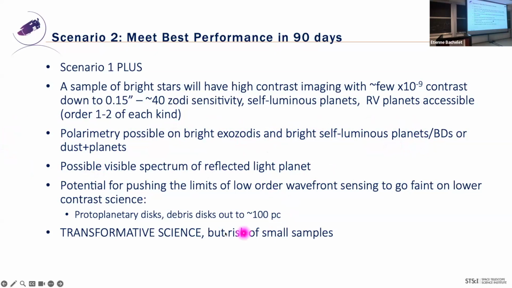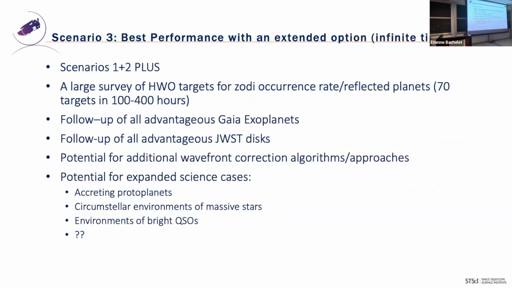You also could start pushing the limits of what CGI could do. Like, how well could we do when we're not performing on very bright stars? You could explore going fainter with lower contrast, and that allows things like protoplanetary disks or debris disks out to much larger distances. So I would say in this scenario, you're doing transformative science, but maybe small numbers of transformative things, but still very exciting. Now, of course, if we have infinite time with good performance, many, many things are possible and exciting.